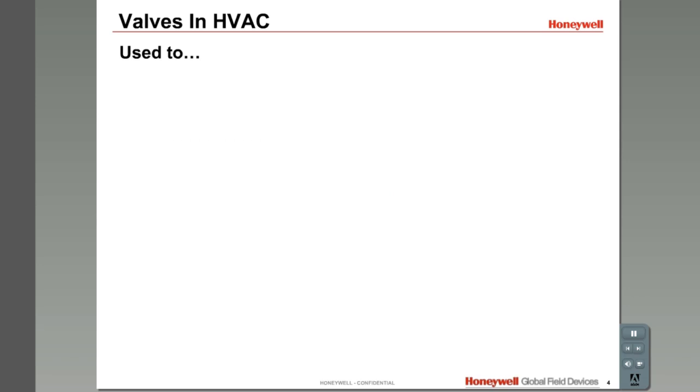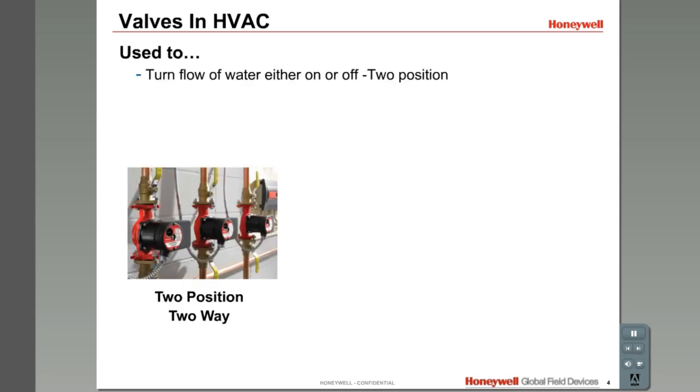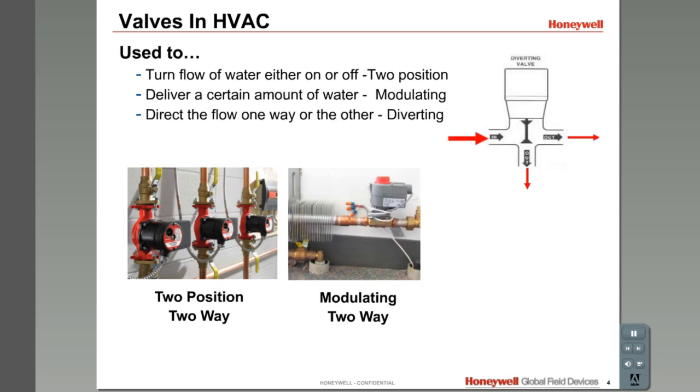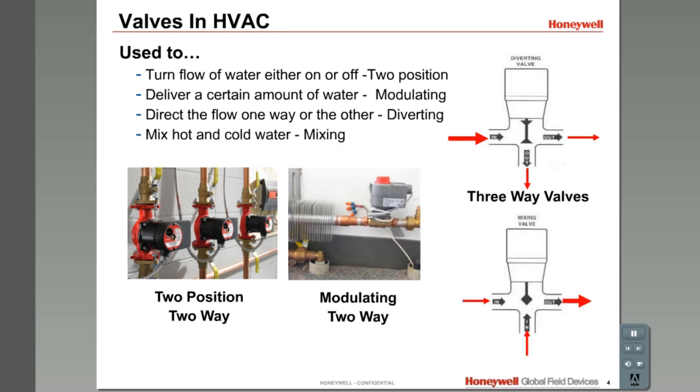Valves that simply turn flow of water on or off are called two-position valves. Modulating valves are used to deliver a certain amount of water to a heating or cooling system. Rather than simply turning the flow on or off, they can deliver partial flow to deliver just the right amount of heating or cooling. Diverting valves have one inlet and two outlets and direct the flow of water one way or the other. These may be used to send water or divert water around a device. Mixing valves have two inlets and one outlet. Often they will take hot or cold water in and deliver warm water out at a certain temperature.